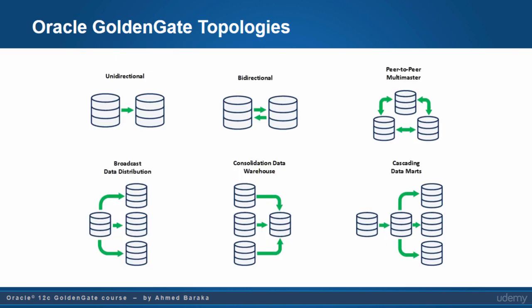You have learned in the course how to set up a unidirectional configuration and a bidirectional configuration. Based on what you have learned so far, you can build up any of the GoldenGate topologies. I will explain in the incoming slides the steps that you should follow to create the GoldenGate topologies that are shown in the slide.